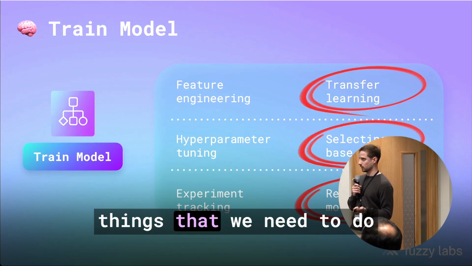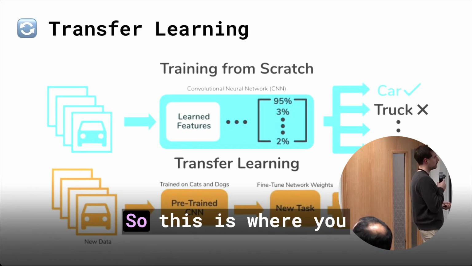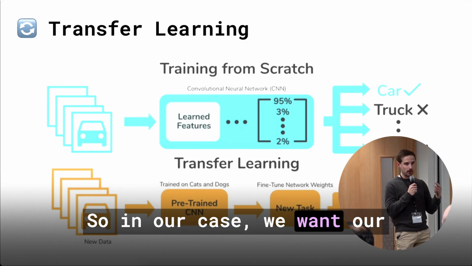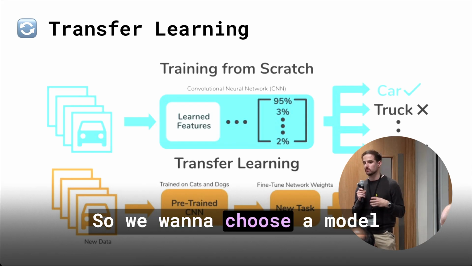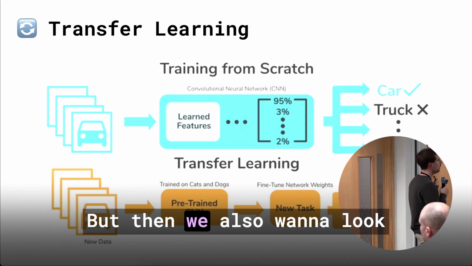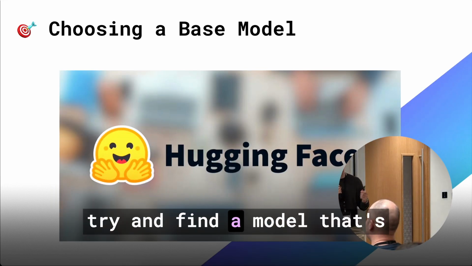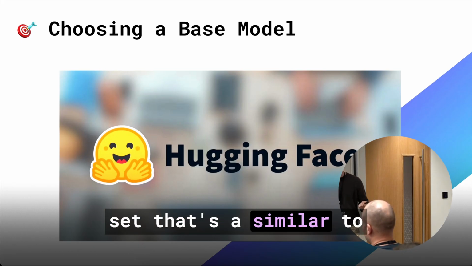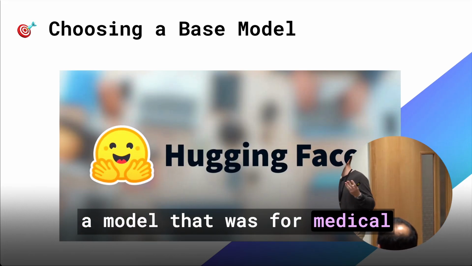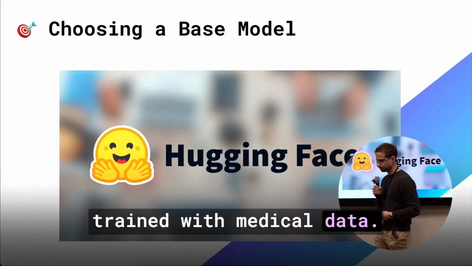And one of the interesting things that we need to do within that is choosing a good base model to fine tune on. This is where you want to be quite specific to the use case you've got. In our case, we want our model to be as small as possible. So we want to choose a model that's been optimized for edge deployment, MobileNet, EfficientNet. But then we also want to look at the data sets that these models have been trained on. Where possible, you want to find a model that's been trained on a data set that's as similar to your use case as possible. So say, for example, you trained a model for medical instances, you want to choose a base model that's been trained with medical data.